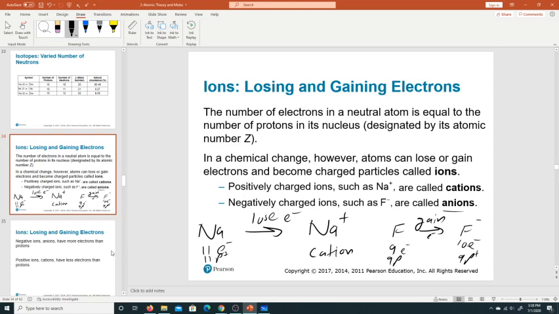So you have to remember here, if you lose electrons, the number of electrons is going to go down. In this case, it's 10 electrons. Protons aren't going to change. Sodium is still going to contain 11 protons in either case. Fluorine has 9 protons in either case. It's the number of electrons which are going to change. So if you have more protons than electrons, you have a positive charge. And if you have more electrons than protons, you have a negative charge.